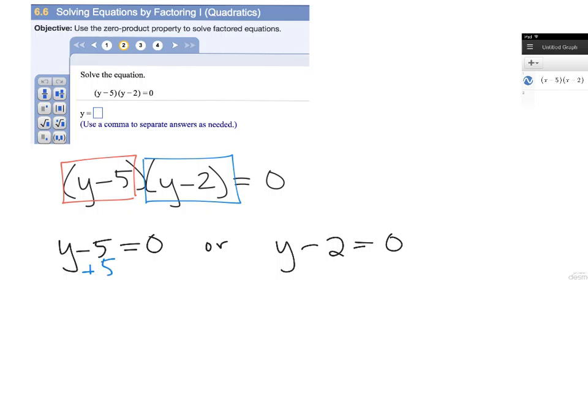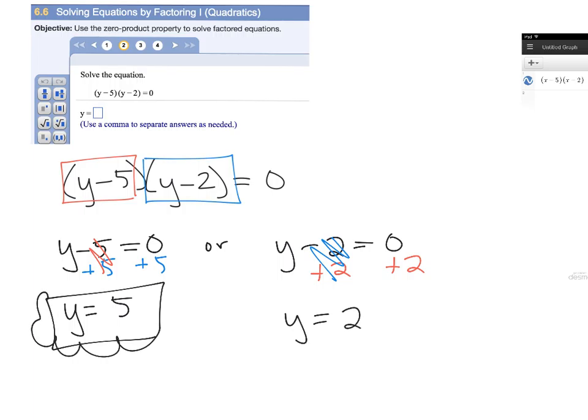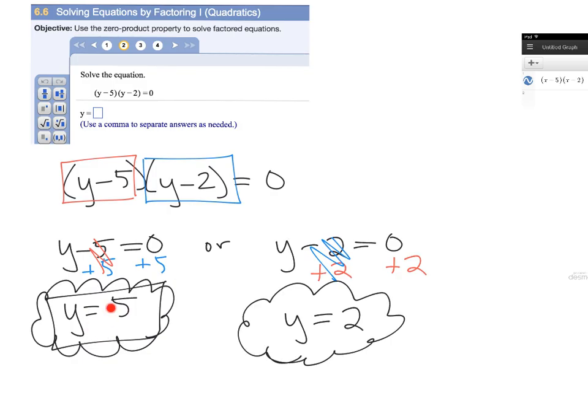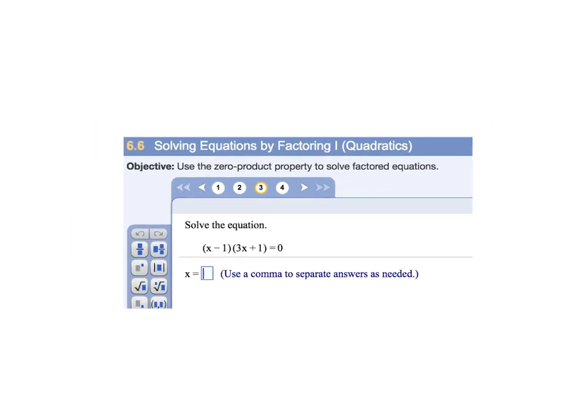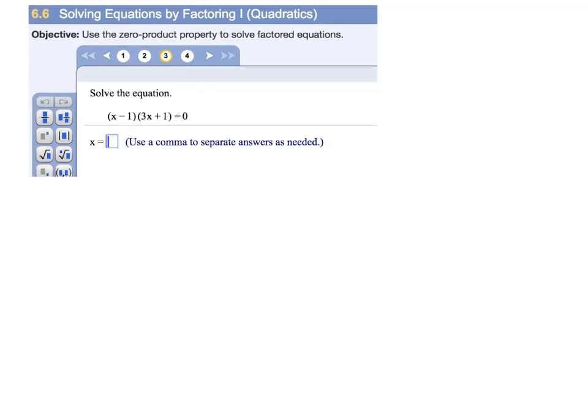So now we're going to solve our algebraic equations. So the 5's cancel. That leaves you with y is equal to 5. And then over here we're going to add 2 to both sides. So the 2's cancel and you end up with y is equal to 2. And so there are our two options. So either y is equal to 5 or y is equal to 2, and that's what Desmos said all along. So again, I'm going to skip the Desmos because I think we get it now.